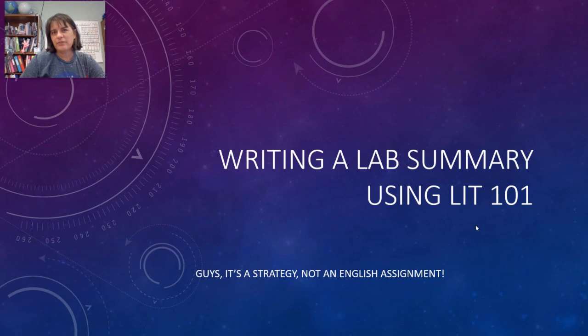So, what we're going to do every time we do a lab in here is write some kind of a summary. Now, the general procedure for writing summaries in this class very closely follows the Lit 101 strategies that you use in all of your other classes. We've just modified it a little bit to make it more specific to science. Okay, so it's the same strategy, just a little bit different and tweaked specifically for labs.